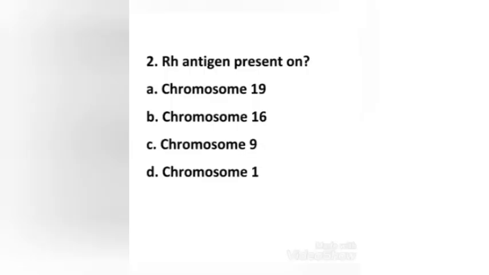Next question, Rh antigen present on chromosome 19, chromosome 16, chromosome 9, chromosome 1. Here the right answer is option D, Rh antigen present on chromosome 1. The Rh locus is located on the long arm of chromosome 1.